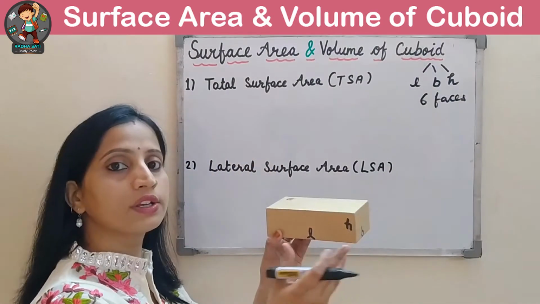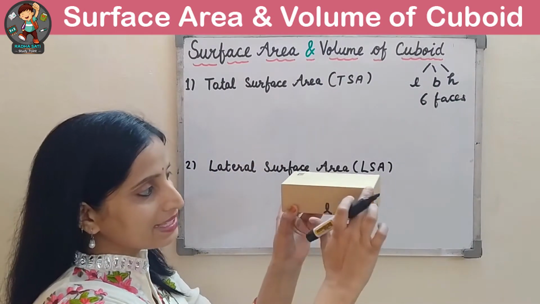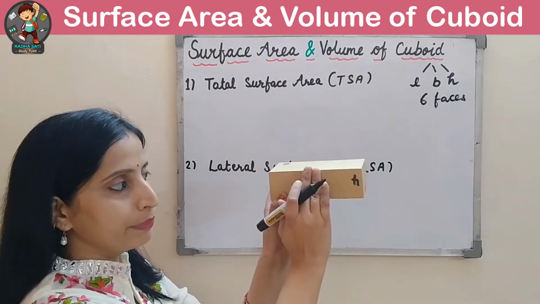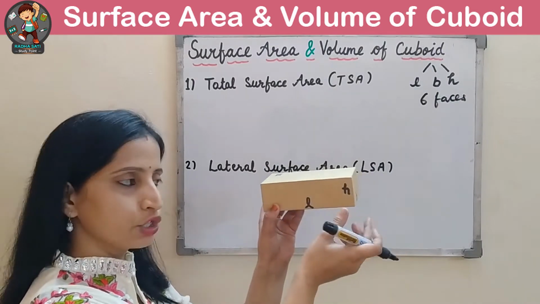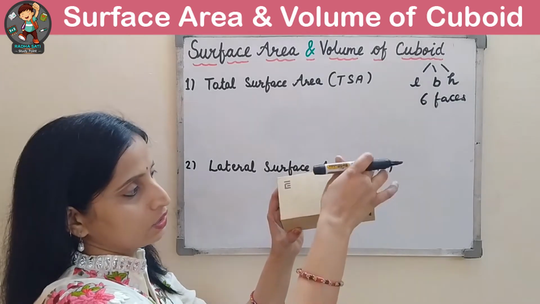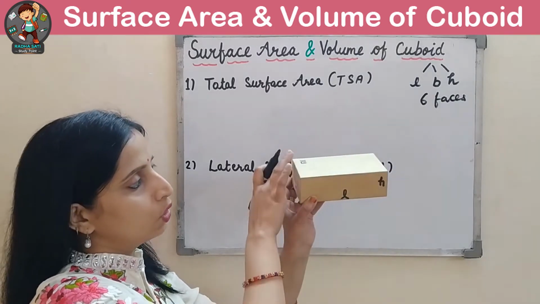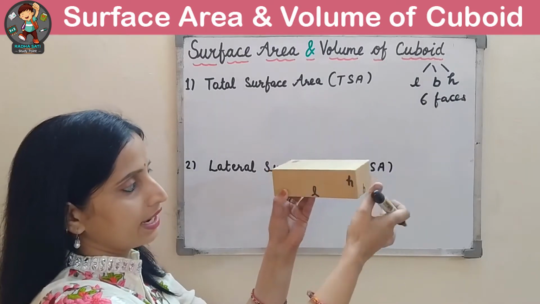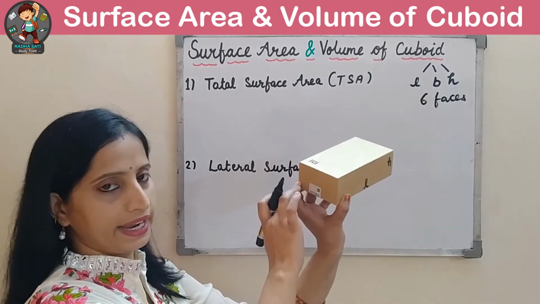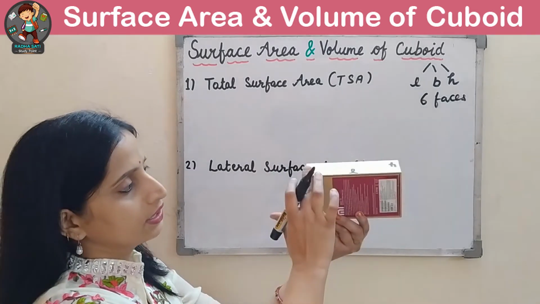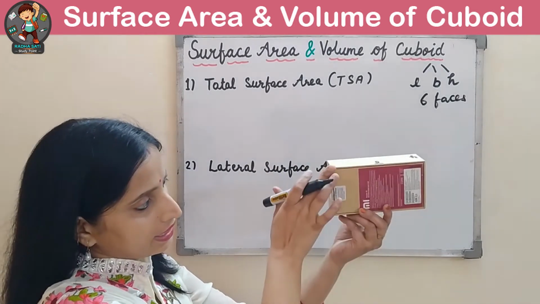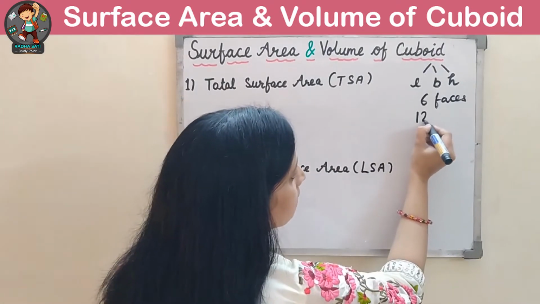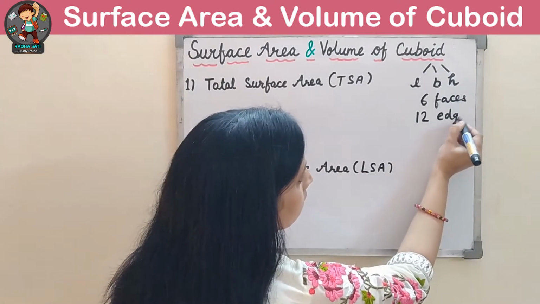Now let's talk about edges. Edges means the line segments where two faces meet each other. So now let's count the edges: 1, 2, 3, 4, 5, 6, 7, 8, 9, 10, 11 and 12. So a cuboid has 12 edges.